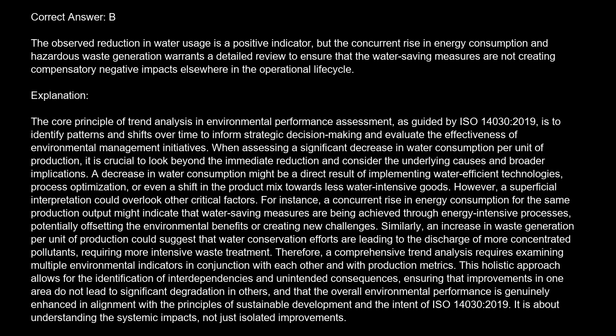This holistic approach allows for the identification of interdependencies and unintended consequences, ensuring that improvements in one area do not lead to significant degradation in others, and that the overall environmental performance is genuinely enhanced in alignment with the principles of sustainable development and the intent of ISO 14030, 2019. It is about understanding the systemic impacts, not just isolated improvements.